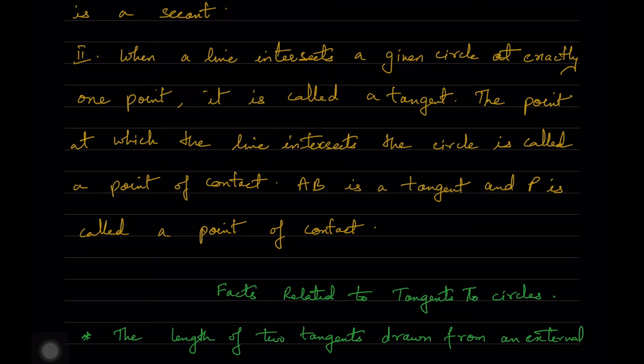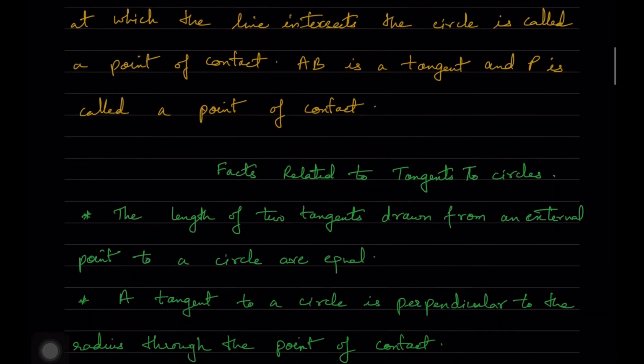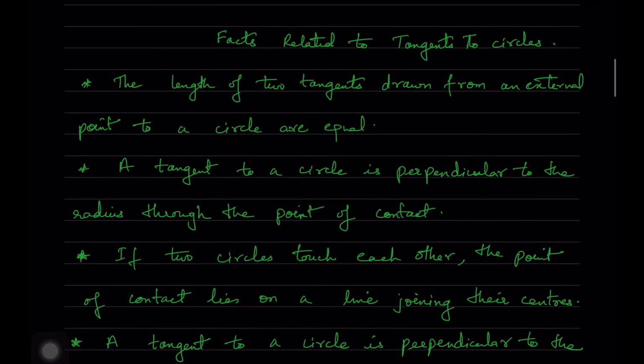So here we have learned what a tangent is and what a secant is. A tangent is a line which touches the circle at a point P, and this point P is called the point of contact of the tangent. Okay, facts related to tangents to circles.